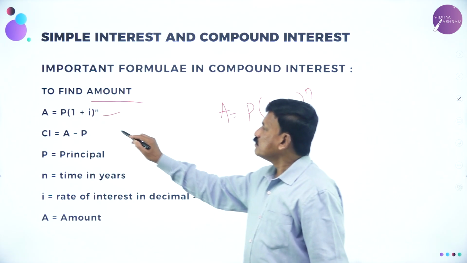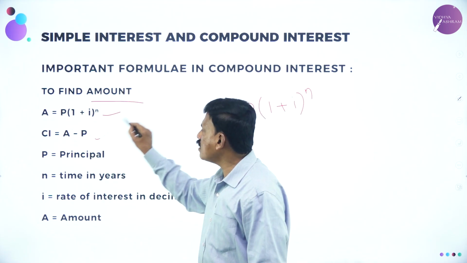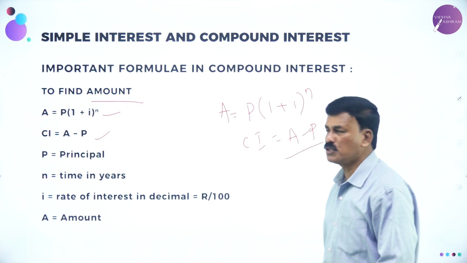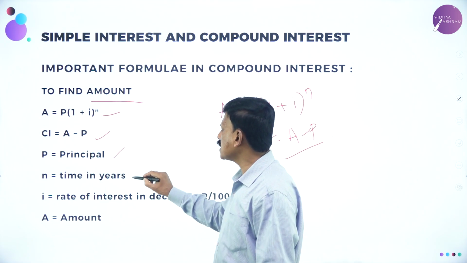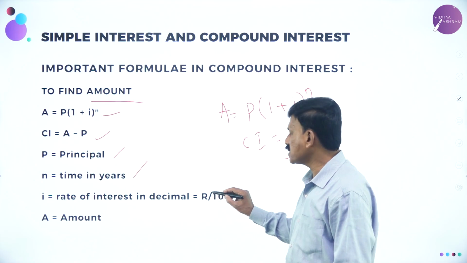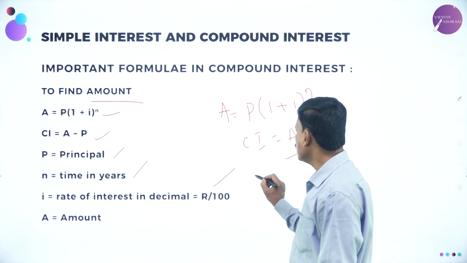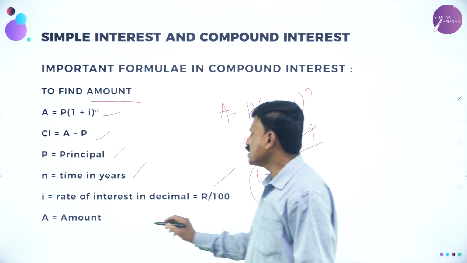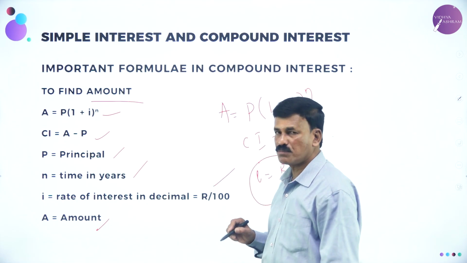So A is equal to P into (1 plus I) to the power of N, where the compound interest is given by A minus P. The amount minus the principal will give the compound interest, where P is the principal, N is the time taken in years, and I is the rate of interest. Usually we express it in terms of decimals, that is R divided by 100 gives the value of I. I is equal to R divided by 100, and A is the amount. These are the formulas we are going to use to find the compound interest.